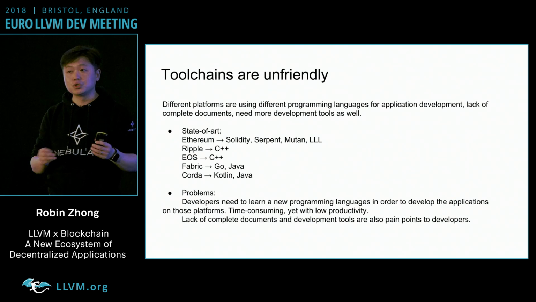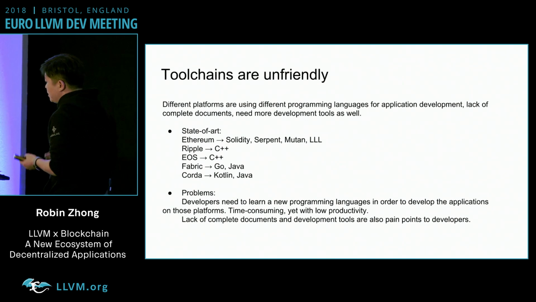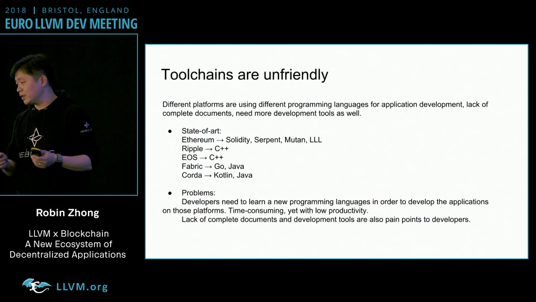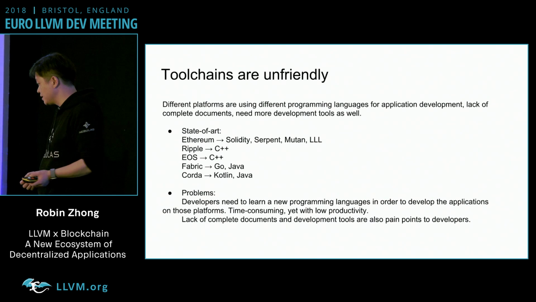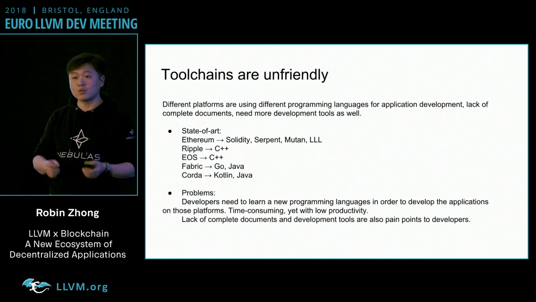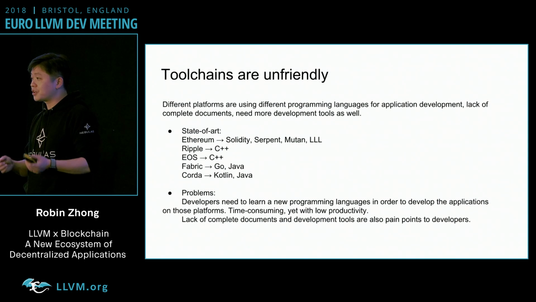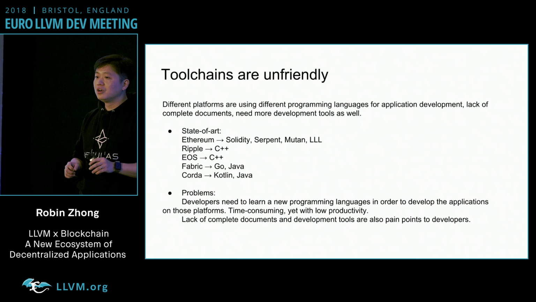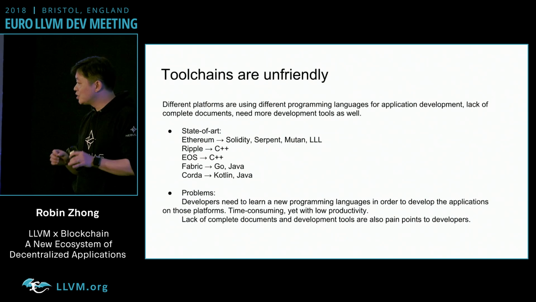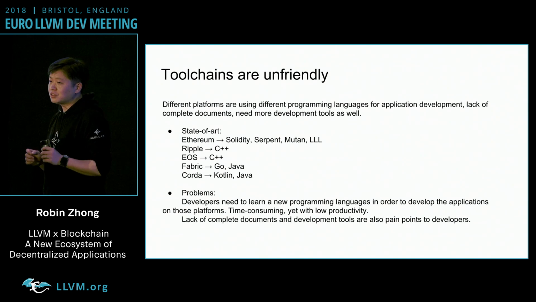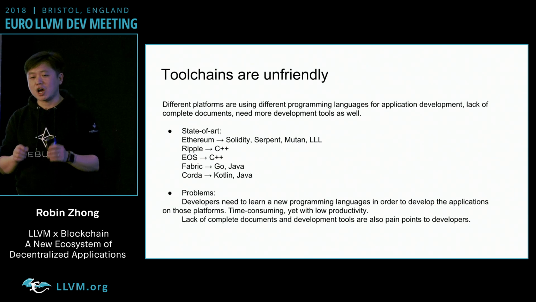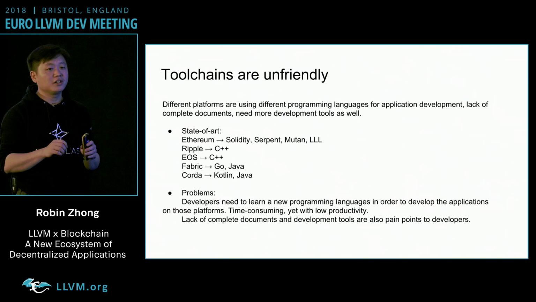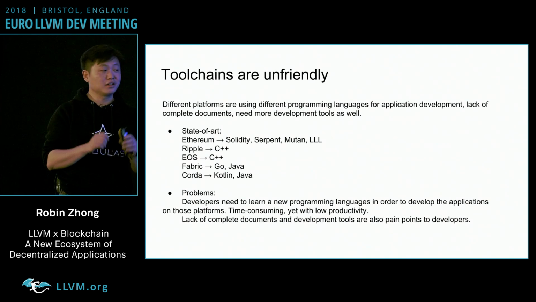And the next is about the toolchain. Yeah, I just said, Ethereum has Solidity, its own created language. Ripple uses C++, and EOS uses C++ and WebAssembly, and Fabric uses Go and Java, and Corda uses Kotlin in Java. So developers need to learn a new programming language in order to develop smart contracts, to develop decentralized apps on the blockchains. So it's a little bit hard for them.